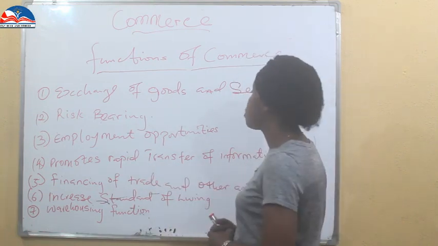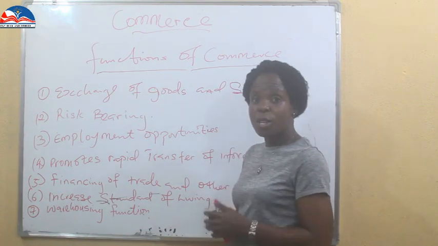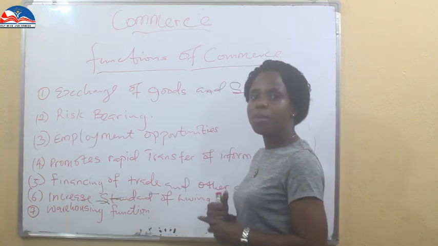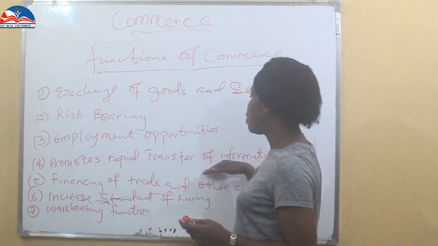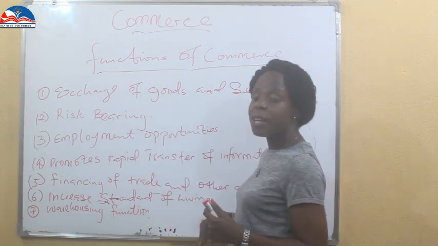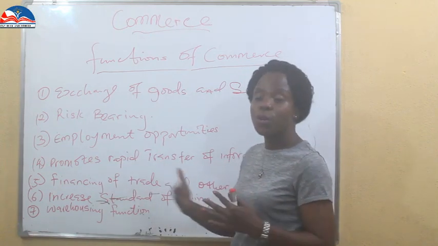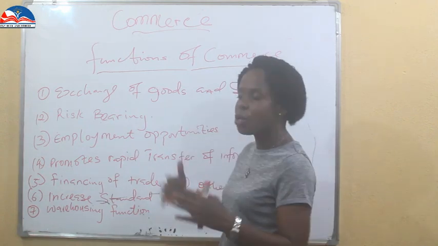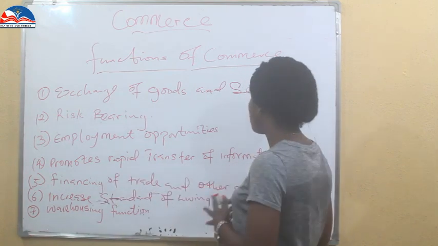Promotes rapid transfer of information. Communication. Under the aids to trade, you saw communication as part of the aids to trade. And so communication is made possible through commerce under the aids that help trade. When communication is rapid, it facilitates the goods getting to their final destination and the final consumer having it, because they can communicate among themselves about when they need this product, what brand they need, the specification, and the rest of them.